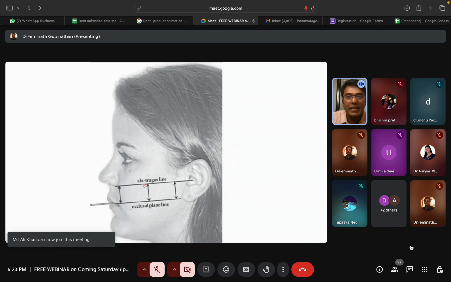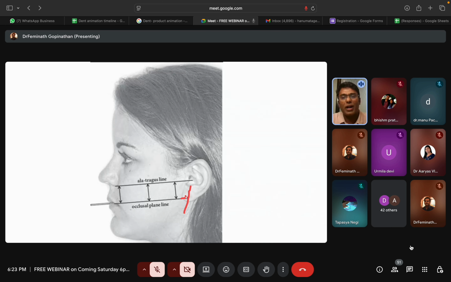This is the middle of the tragus till the ala. You can see this occlusal plane usually will be like this, starting from the corner of the lips to the inferior border of the pinna, which also corresponds to the middle line in the ramus region. Ramus will be almost like this. So almost in the middle line, the occlusal plane will come.